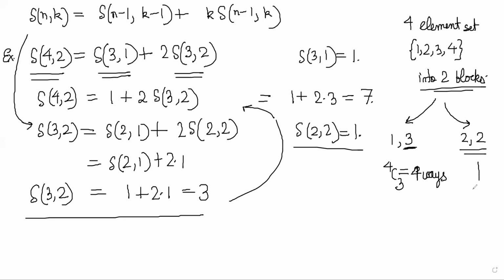and the 2 2 block can be formed by selecting any two, but this is double counting, right? Because once you select a 2, automatically the second subset is already selected, so you have to divide this by 2. So this will be 3 ways. So you can see by basic counting also that 4 plus 3 is 7 is coming here, right? However, if the numbers are a little big, it will not be easy to do this basic counting argument. So you should use the recurrence relation here, correct? So we got S of 4, 2 is 7.